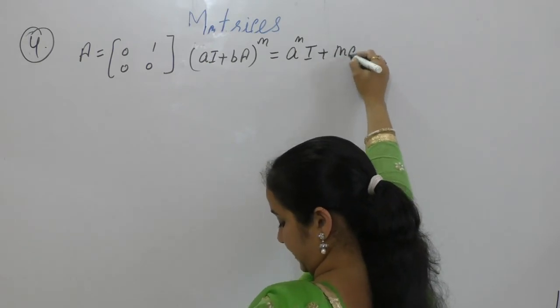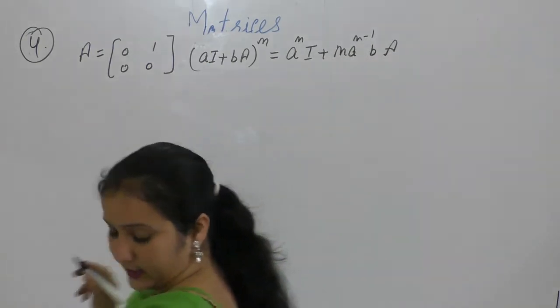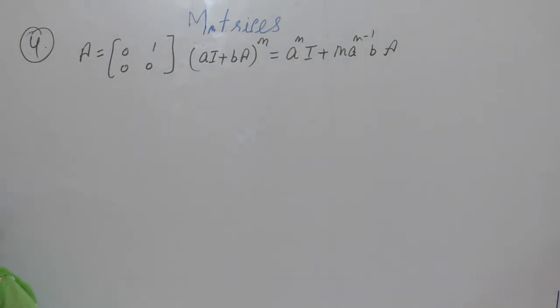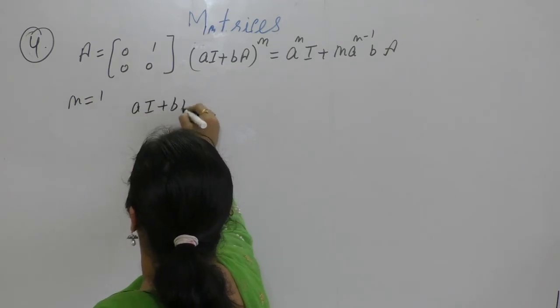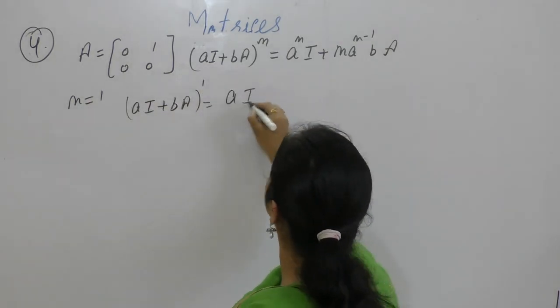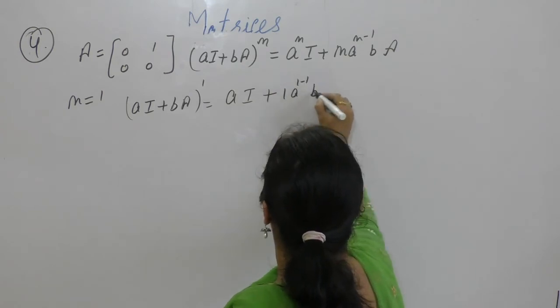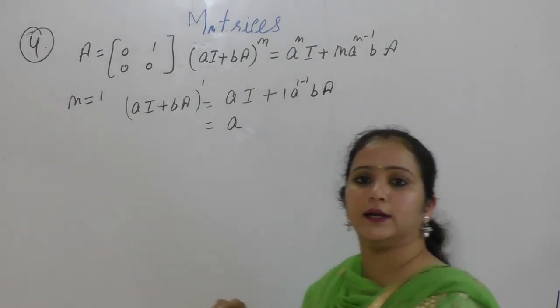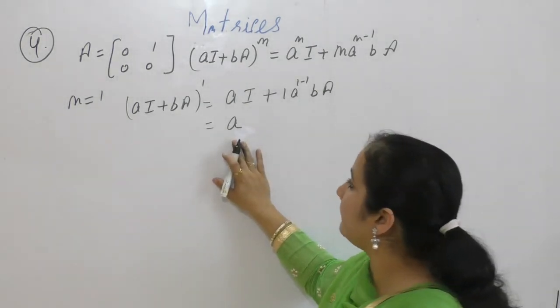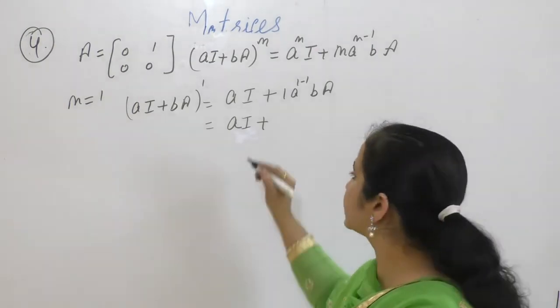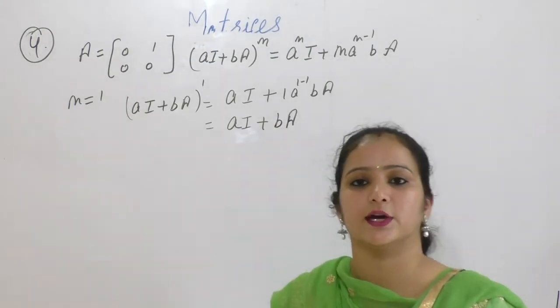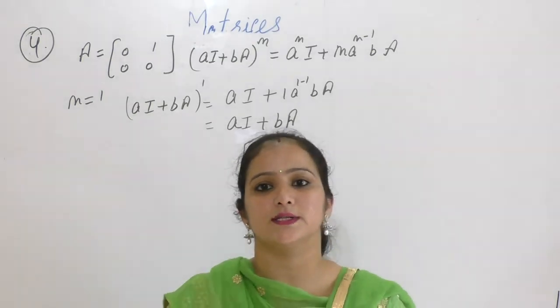...(aI + bA)^n = a^n I + n a^(n−1) bA, where I is the unit matrix of order 2 and n is a positive integer. Now put n = 1: aI + bA. A into the identity matrix is A; 1 minus 1 is 0, something to the power 0 is 1, so aI + bA. Therefore, the result is true for n = 1.